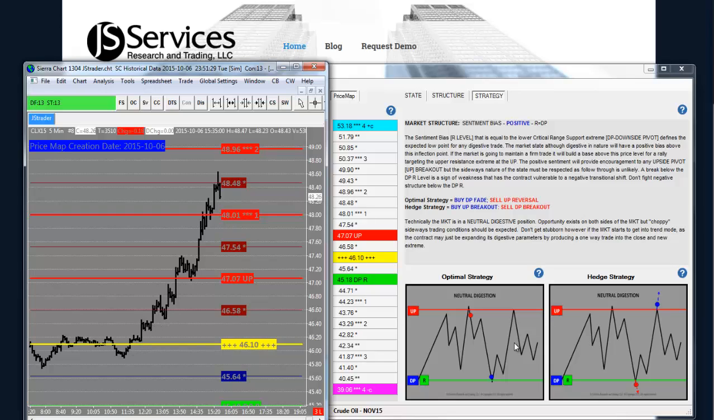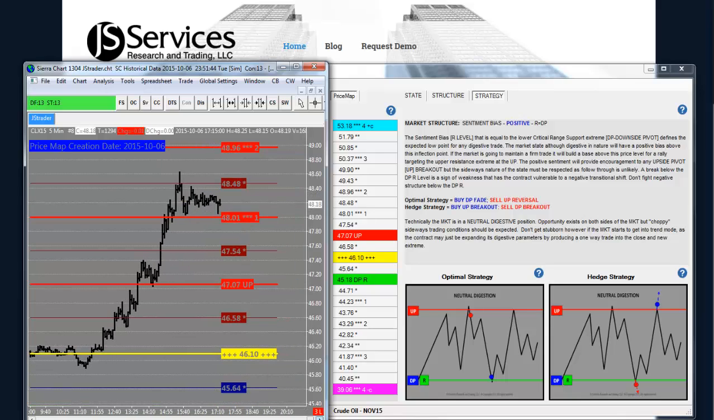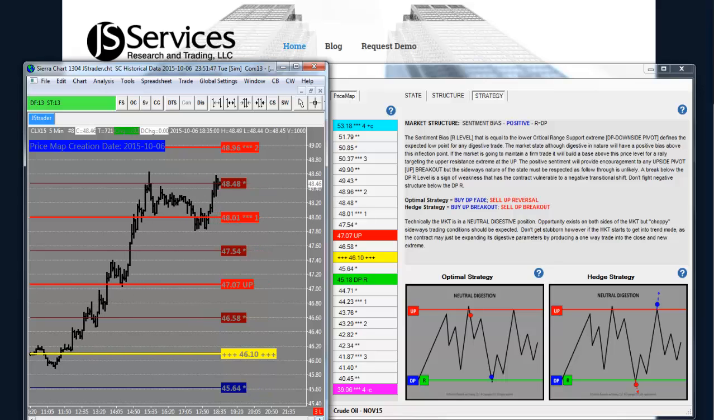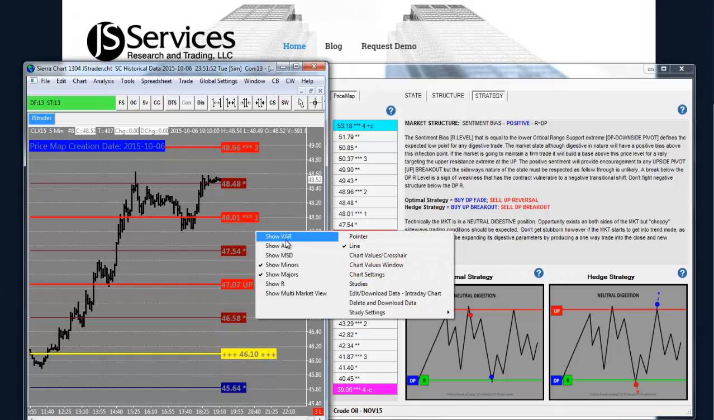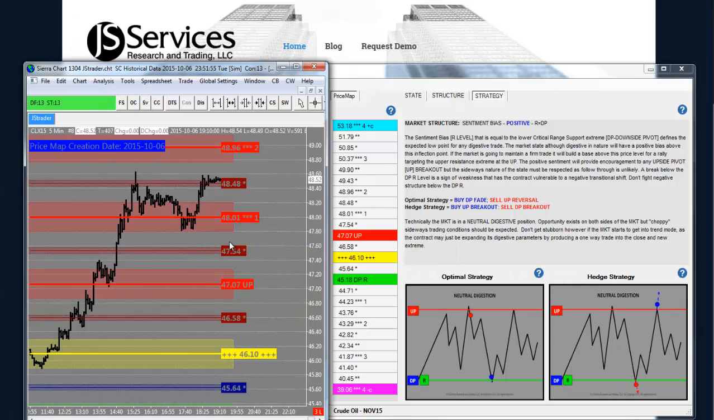What's the theme? We're in a hedge strategy theme. The expectation is a buy UP breakout. When the market breaks out, it should hold positive structure, and it's holding structure. We can use the price map levels as a ladder, and you can see here the market is continuing to work positive structure. We can use these variances around the inflection points, around the price map levels, to give us some guidance.